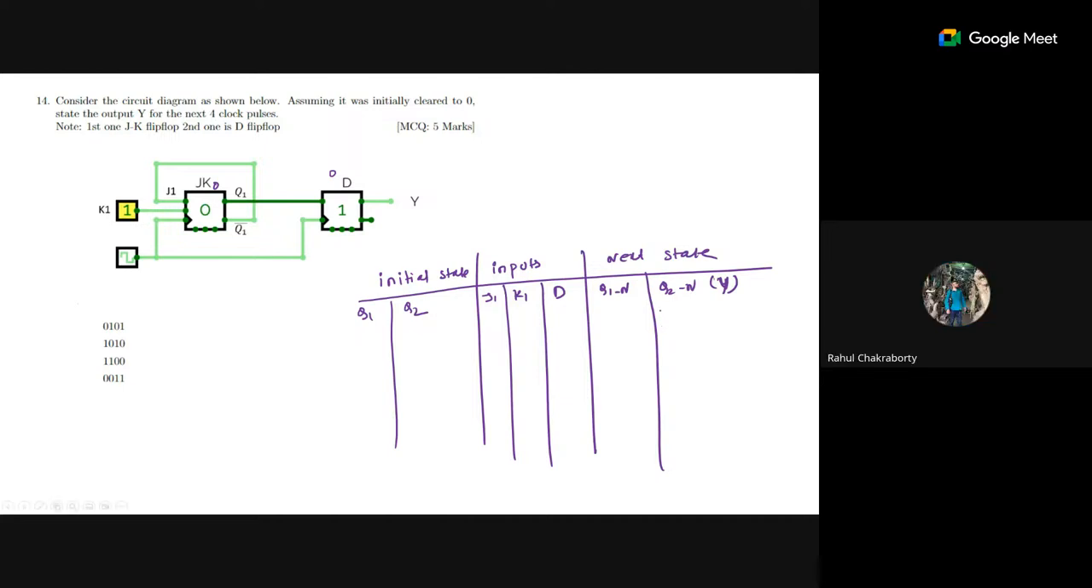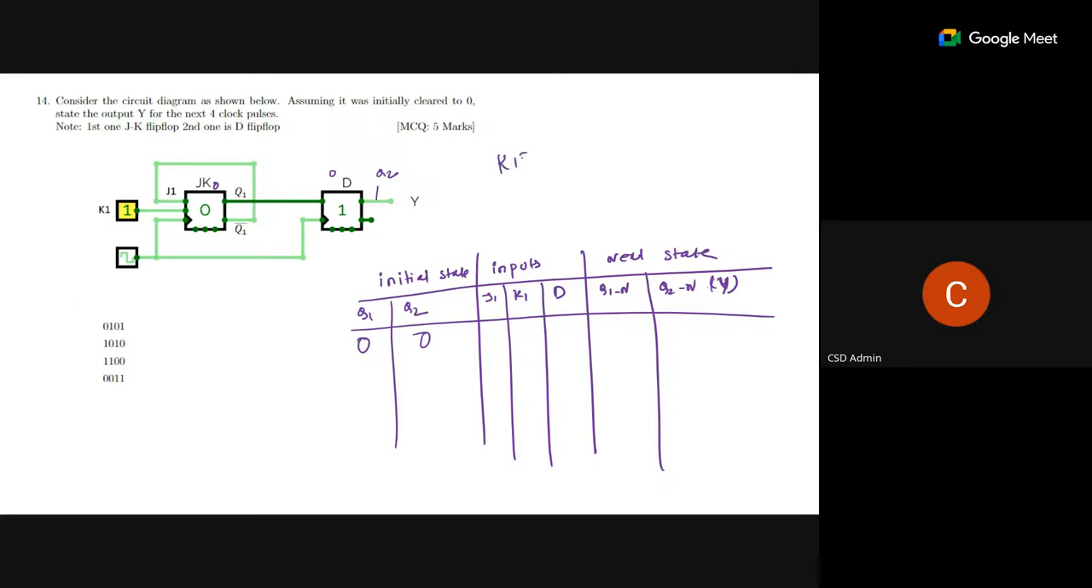Where's Q2, sir? The Q2 next. This is the Q2. We are assuming this is Y, because we are assuming Q2 also. So initially both are 0-0, assuming it was initially cleared to 0-0, yes.